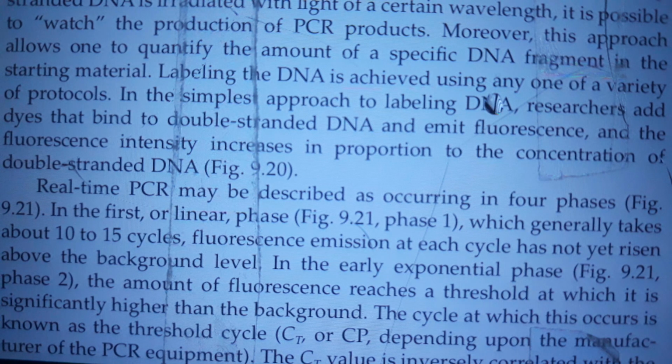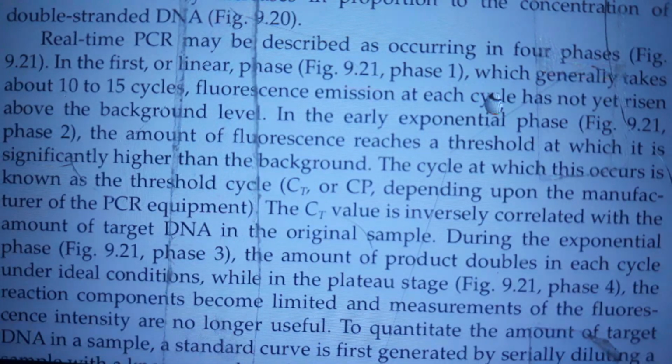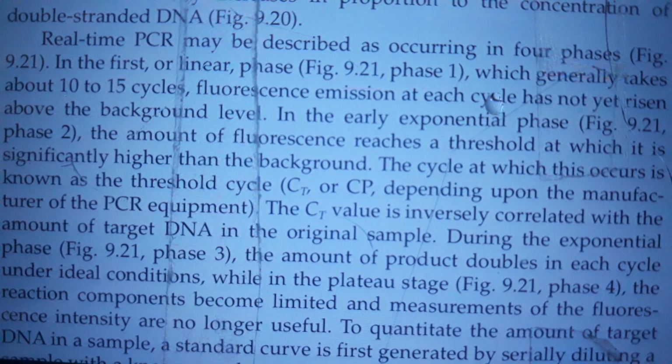Real-time PCR may be described as occurring in 4 phases. In the first, or linear phase, which generally takes about 10 or 15 cycles, the fluorescence emission at each cycle has not yet risen above the background level. In the early exponential phase, which is phase 2, the amount of fluorescence reaches a threshold at which it is significantly higher than the background. The cycle at which this occurs is known as the threshold cycle.